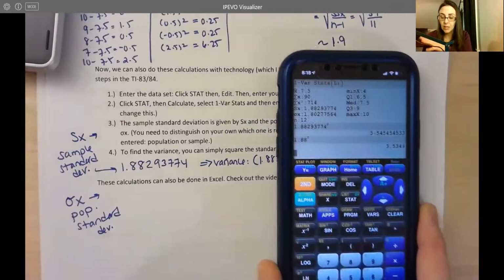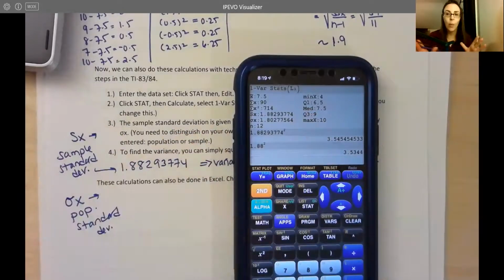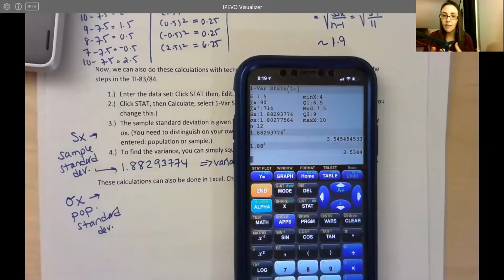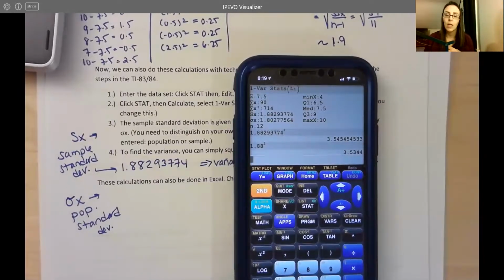The nice thing is that when you run one var stats, you get not just one thing, but you get a whole bunch of stuff. You get your mean, you get your median, you get your standard deviation. From that, you can square it to get the variance. You have your min value, your maximum value, and so on. So it's a really helpful calculation.